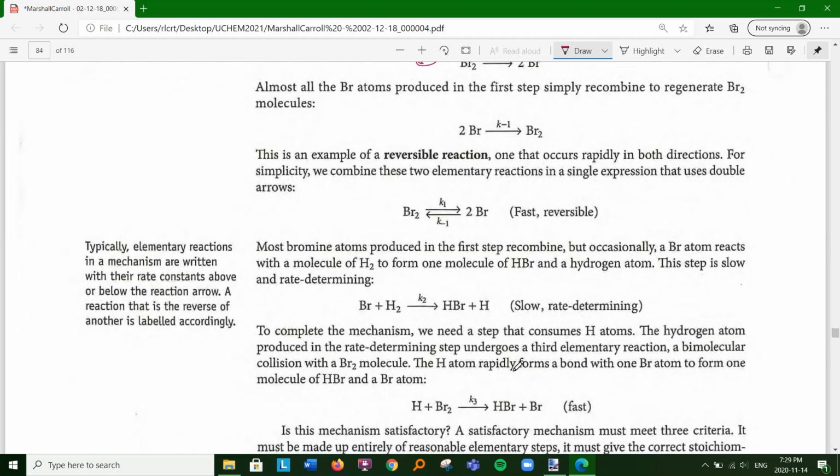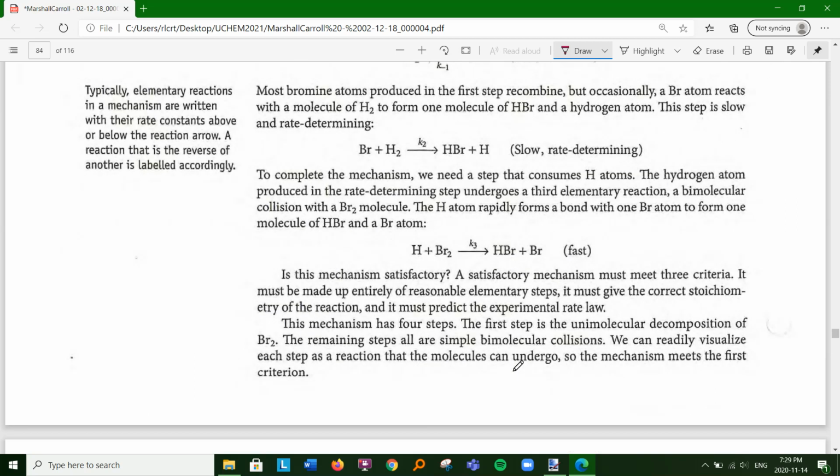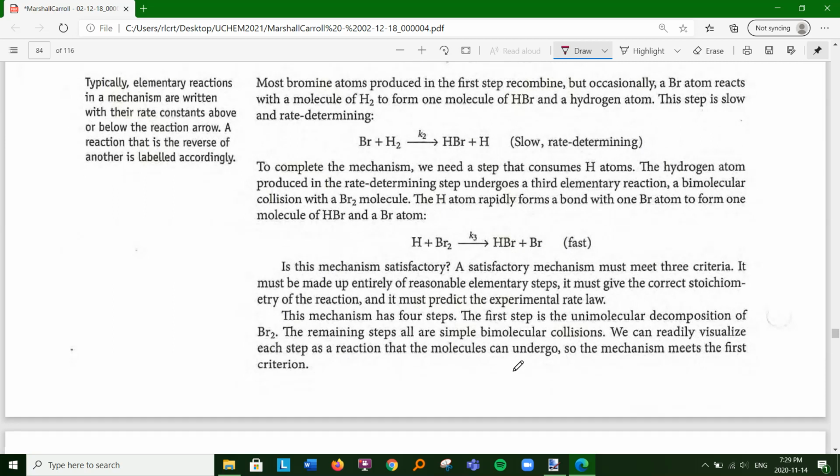But then we have to consume that monatomic hydrogen atom, which is really an intermediate, so it can't be in the overall reaction. It has to cancel out. So it's going to react with a Br2 molecule, and that happens quickly. So you get an HBr molecule and a Br atom left over. So 4 steps. The first 2 are combined. Let's see if it's satisfactory.